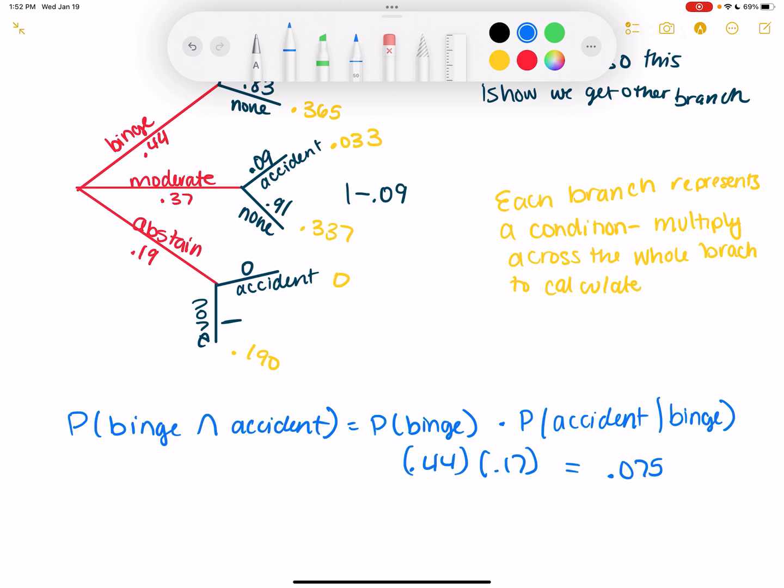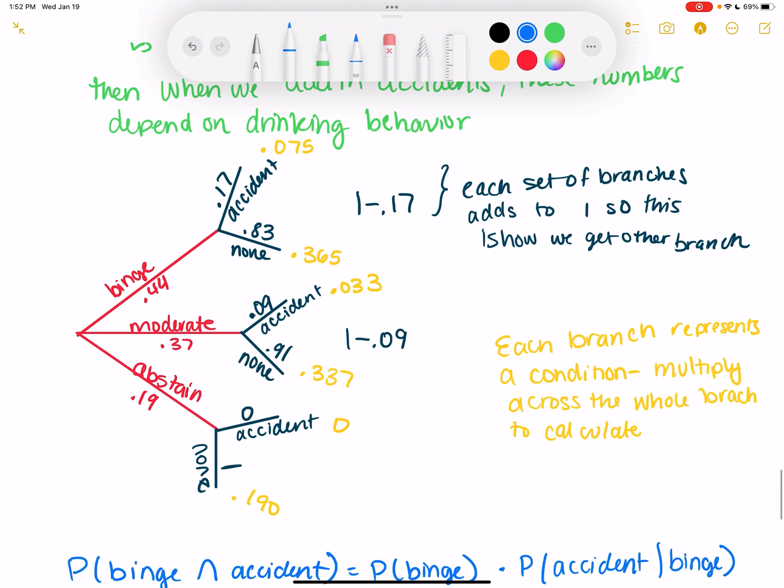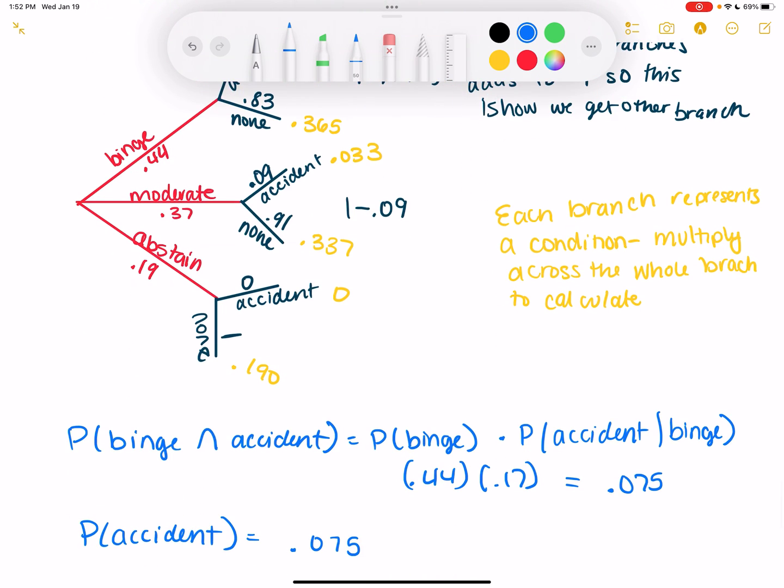If we wanted to know the probability that there was an accident across the board, the probability of an accident would just be adding up all of the accident totals, meaning the stuff that's in yellow. So the 0.075, the 0.033, and then the 0 is equal to 0.108. And just so you know, that's a joint probability.